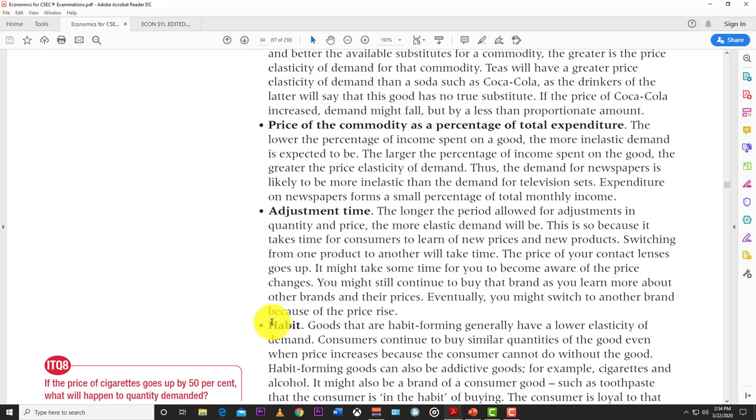Bread goes up, you get all upset, I ain't buying the bread or whatever else. Then you realize, oh wait, these things are important to me in my budget, and eventually you start buying the same level that you did. That's what time allows you to do: adjustment. So apart from allowing you to find substitutes and generics to buy the cheaper ones, it also allows you to get accustomed to the new sticker shock, and you reacquaint yourself with the product after a while.